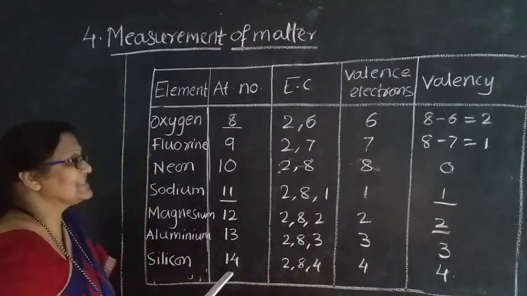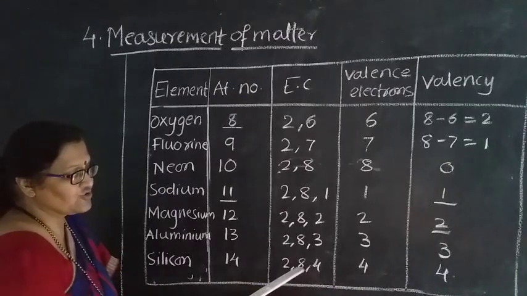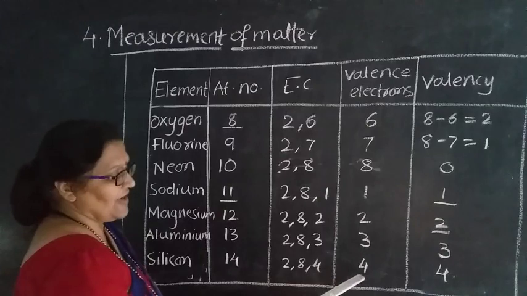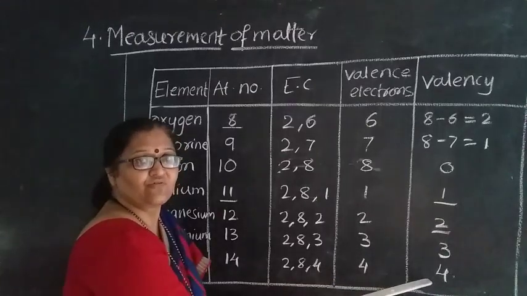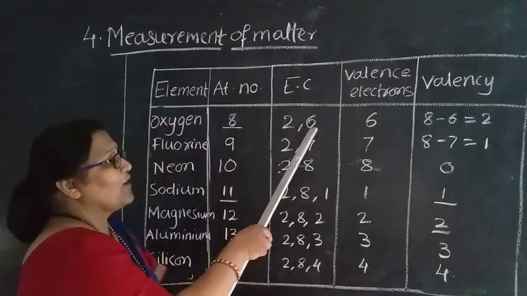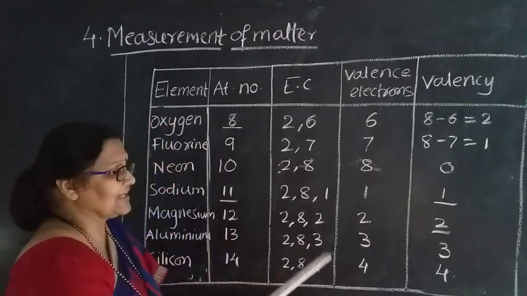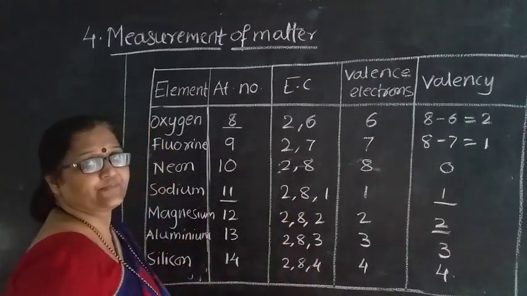Silicon has atomic number 14. So the electronic configuration is 2, 8, 4. The valence electrons are 4 and the valency is also equal to 4. So it depends upon how many electrons the outermost orbit contains. That is nothing but the valency.